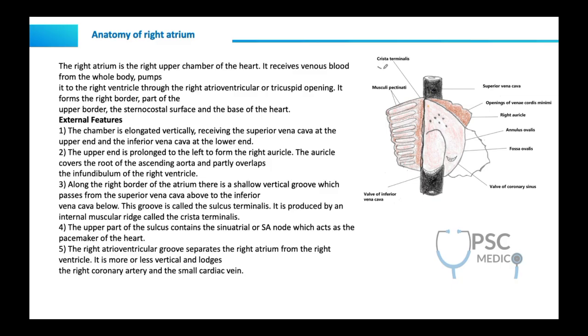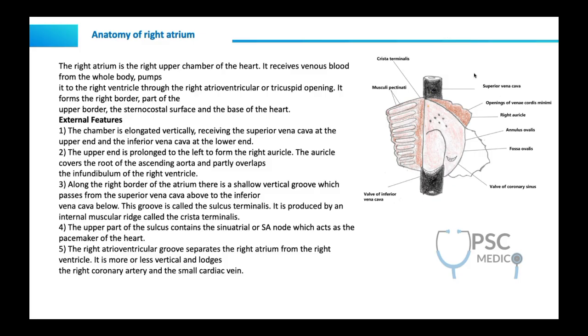So the internal counterpart is crista terminalis, and it's a muscular ridge extending from superior vena cava opening to the inferior vena cava opening. Try to close this heart. So externally you will observe this sulcus terminalis. So these are two counterparts. One is sulcus terminalis and the other is crista terminalis. And what are they? They are muscular extensions from the superior vena cava opening to the inferior vena cava opening.